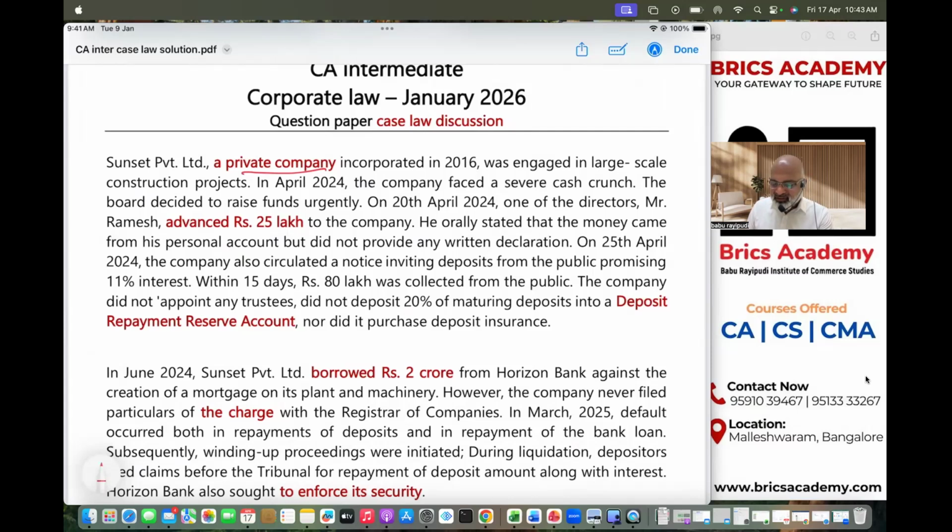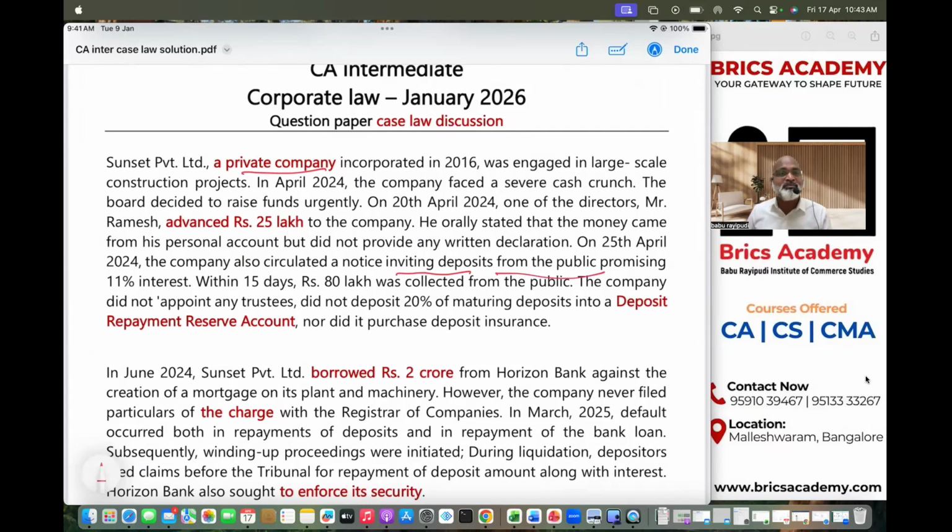See, Mr. Ramesh advanced 25 lakhs to the company. He orally stated that money came from his personal account but did not provide a written declaration. Okay. The company also circulated. This is all not related to our questions at all. That's why I'm reading very fast. Then on 25th April 2024, the company also circulated notice inviting deposits from the public.